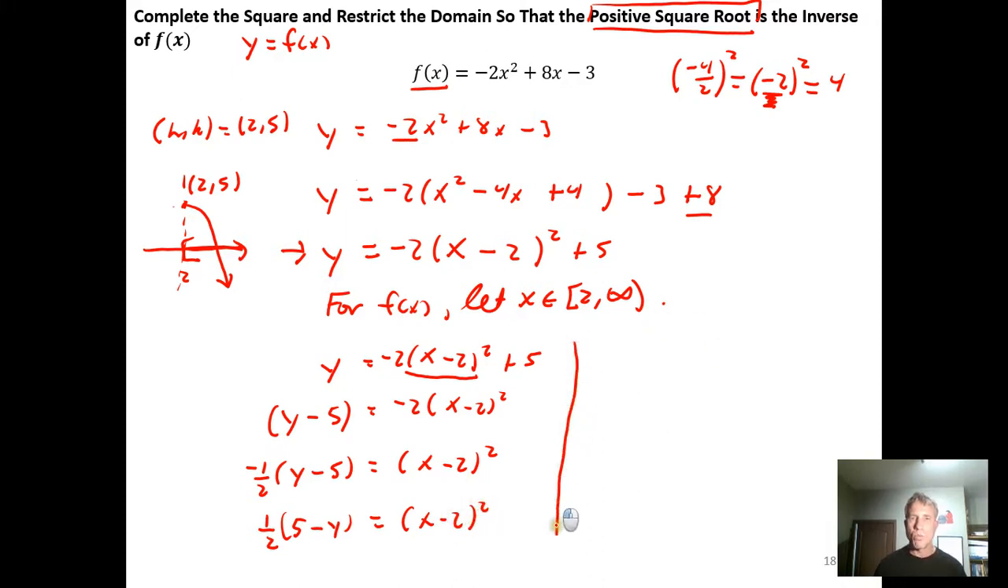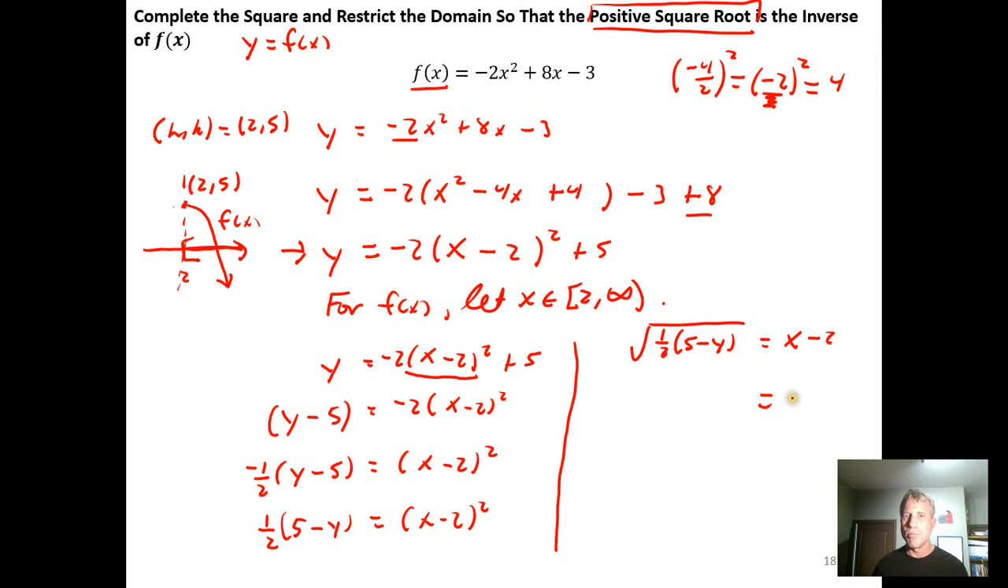And if I just walk my work up here, we then take the square root of both sides. So we get the square root of 1/2 times (5 minus y) equals, when we take the square root of the right hand side, it will cancel the squaring and leave us with the x minus 2. And then usually we get plus or minus right here. But because we've restricted the domain so that we're only using this half of f of x, this is f of x restricted on the interval from 2 to infinity, it allows us not to have to put the plus or minus.